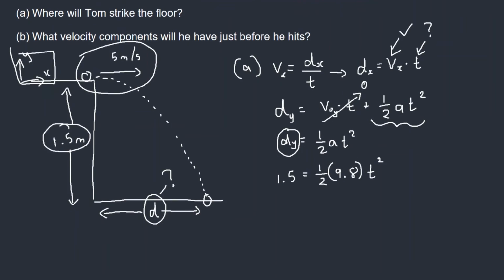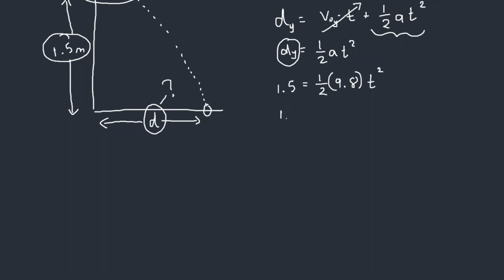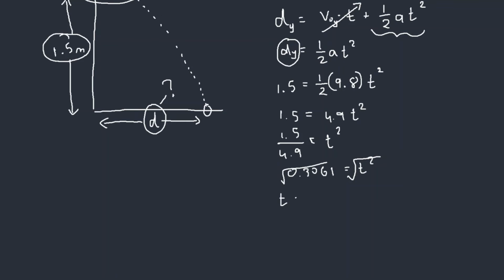Simplifying that, we get this. And so t equals 0.55. So now that we know t, we can go back to our equation.